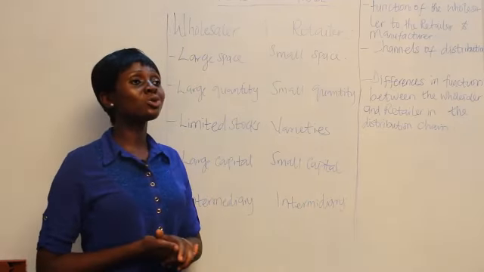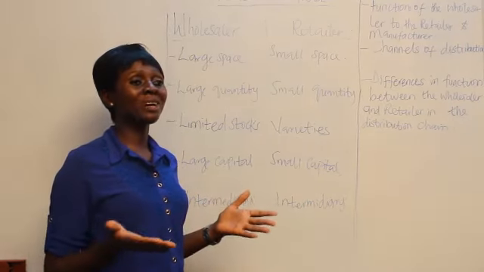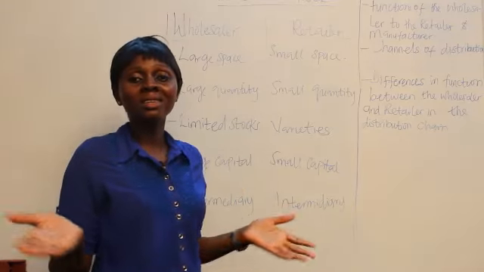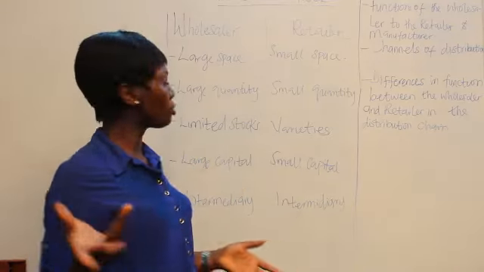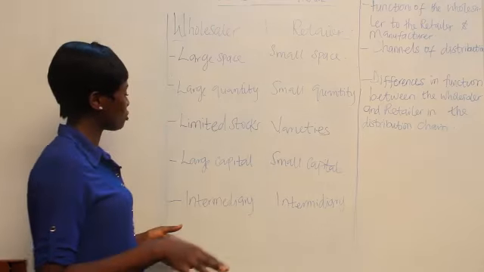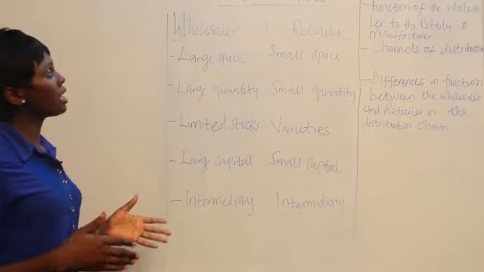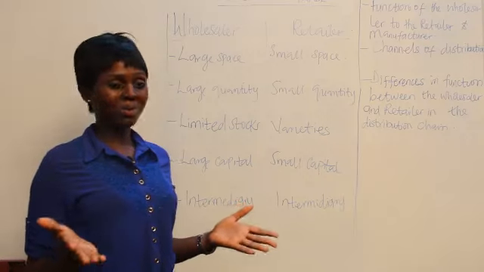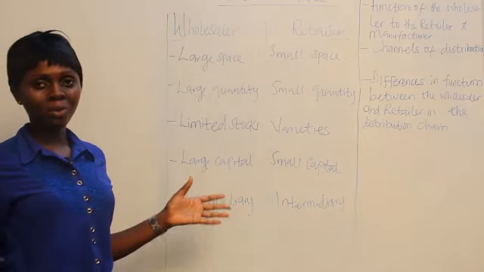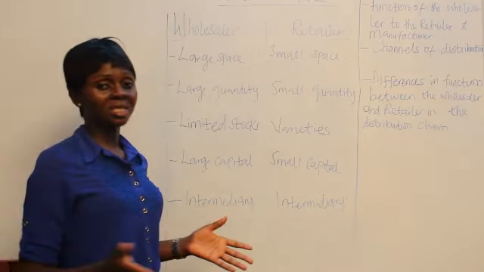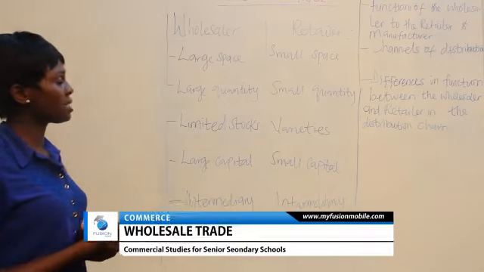So when you go into a retailer's shop, you can find different goods like Indomie, biscuits, and all those goods. They have varieties of goods. Now, to be a wholesaler or to start up a wholesale business, it requires large capital because they buy goods in large quantities. It requires huge capital.